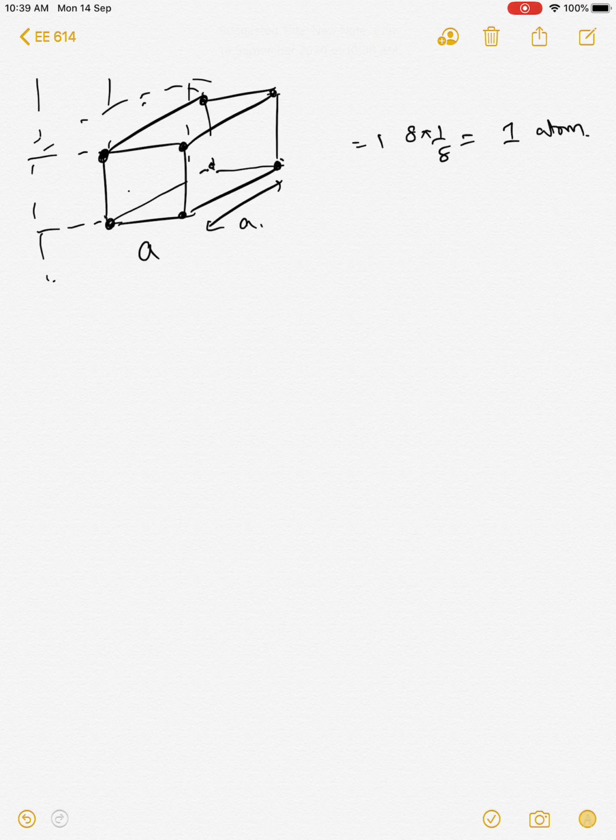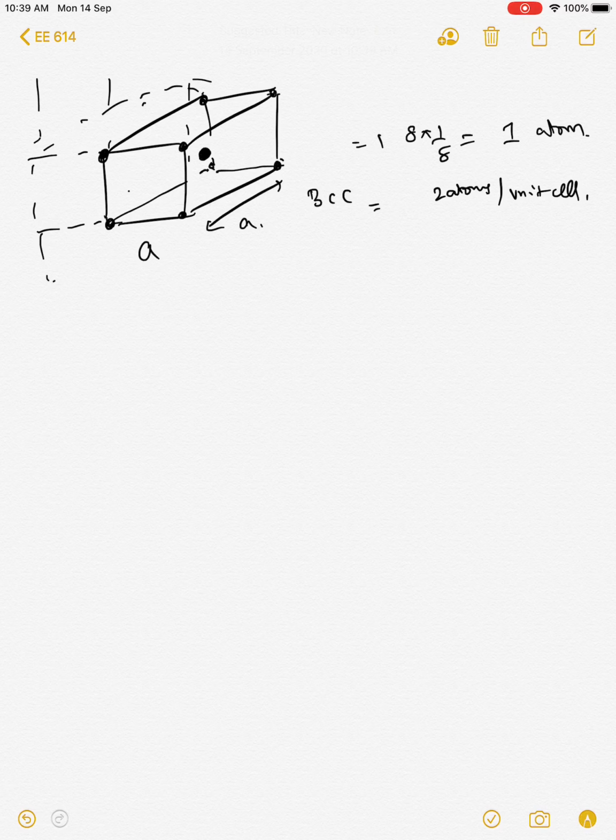If we take an example of a BCC, we have an atom at the center of the body. Now this will have similarly 8 at the corners, and you have 1 at the center. So a BCC will have 2 atoms per unit cell. Now let us first address the BCC and then go on to the FCC later on.